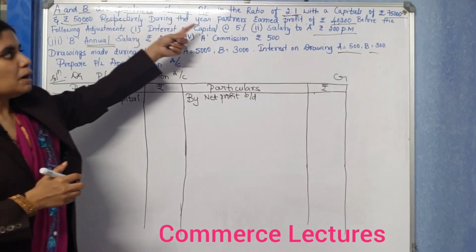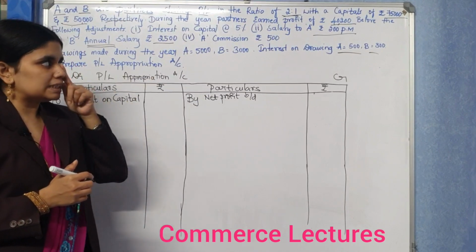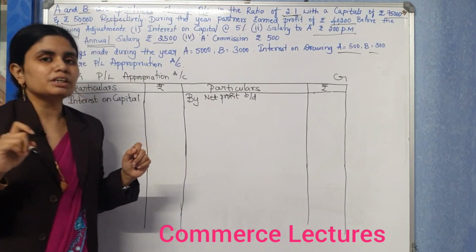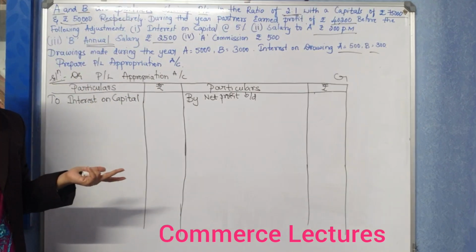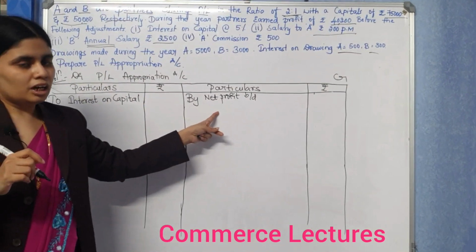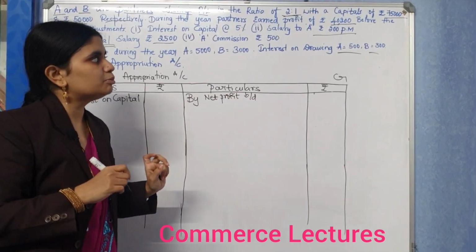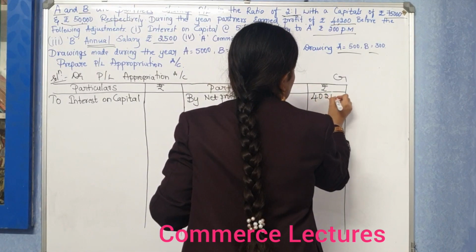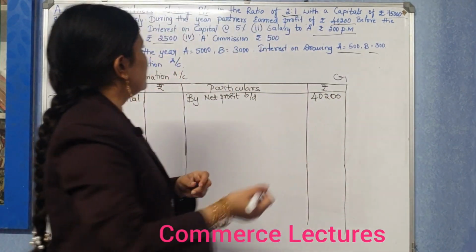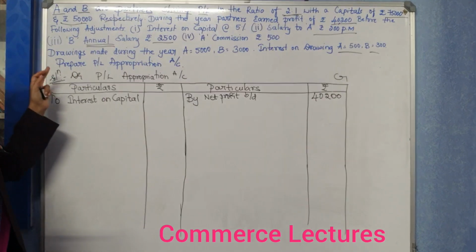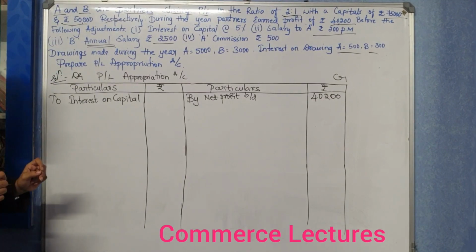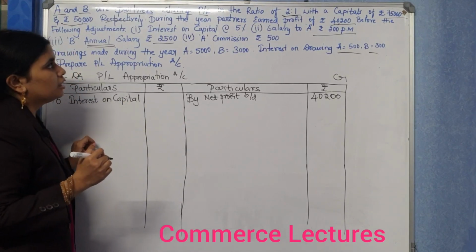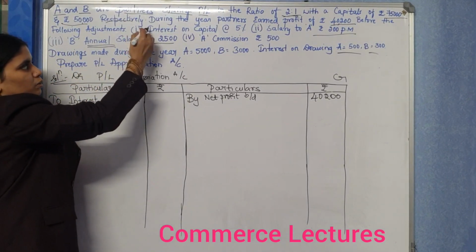During the year, partners earned the profit of rupees 40,200. As I said, in the problem they'll give the profit earned during the year. That needs to be recorded here by net profit brought down. What is the amount? 40,200. Okay, next, following adjustment. Before the following adjustment, what was the profit? 40,200.